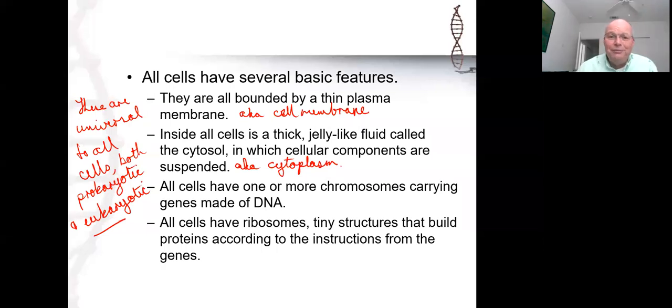But suffice to say, ribosomes are universal. We find them in prokaryotes, we find them in eukaryotes. There are some differences between prokaryote ribosomes and eukaryote ribosomes, but they do the same thing. They both assemble polypeptides and proteins.